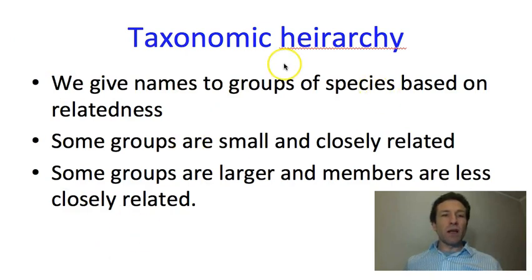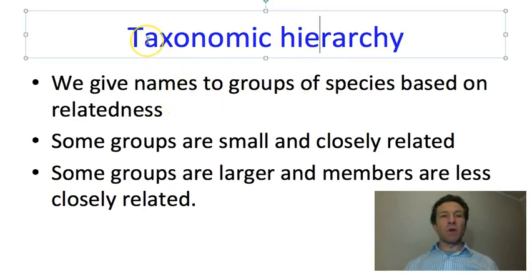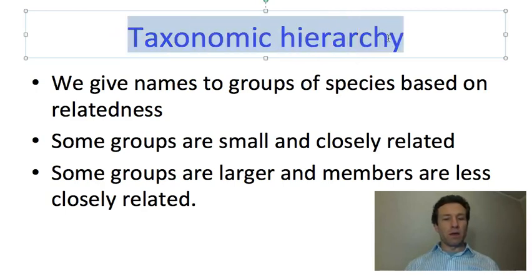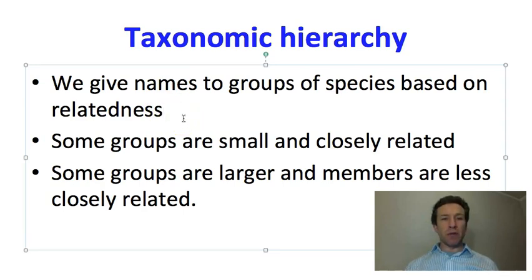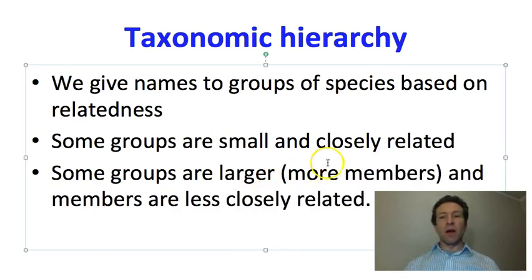Okay, so we are going to move on and talk about how we actually name species, in part using information on phylogenies. And this we'll call the taxonomic hierarchy. So we're going to name groups based on relatedness. In theory, at least, we want all members of each group to be more closely related to other members of that group than they are to any other group. When we do this, we're going to give groups names at a variety of levels. Some groups are going to be small and very closely related to each other. Other groups are going to have more members or be larger. When we say larger, we mean more members. But a consequence of that is that the members will be less closely related to other members of the group.